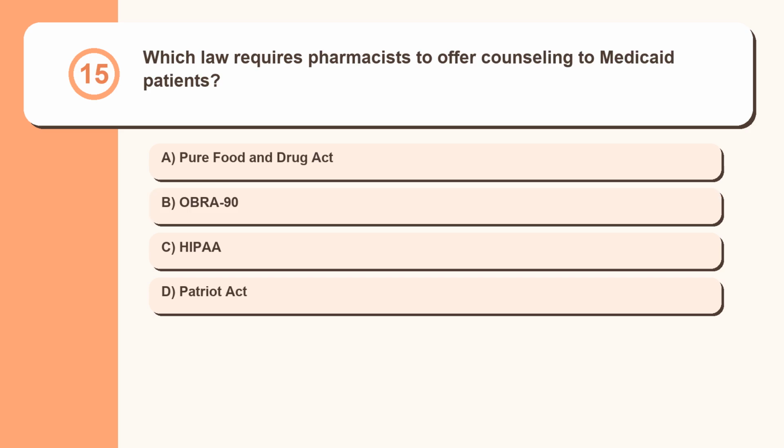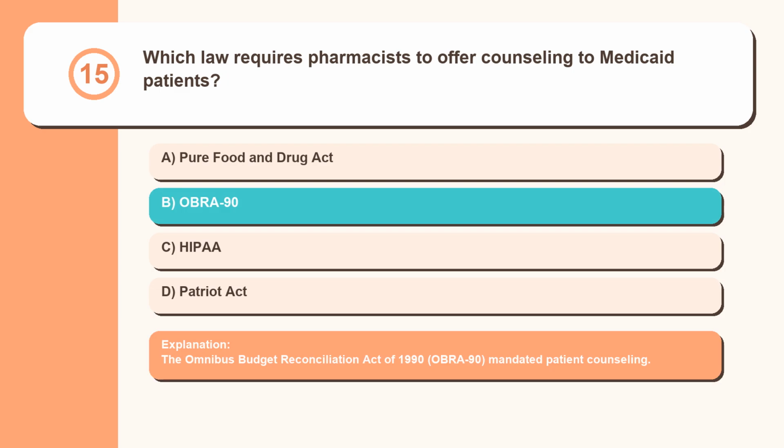Question 15. Which law requires pharmacists to offer counseling to Medicaid patients? Pure Food and Drug Act, OBRA 90, HIPAA, Patriot Act. The Omnibus Budget Reconciliation Act of 1990, OBRA 90, mandated patient counseling.